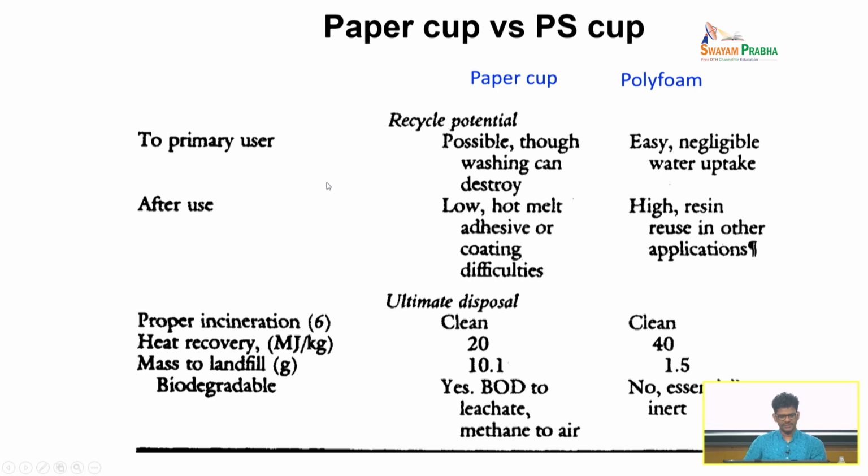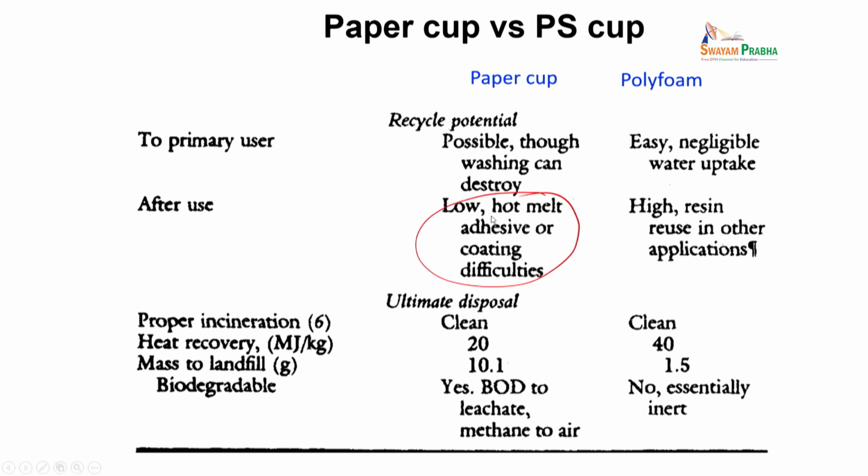Then they are also comparing the end of life options, what is possible. So after use, once the cup is used, if you have a paper cup, as I said before, the adhesives or wax present in the inner wall put a lot of constraint on the recyclability of paper cups. Okay. Whereas in the case of polyfoam, polystyrene foam, the recycling options are high, because like I said, you can extrude it back into some sort of resin, and that can be used for various applications like I mentioned, right? Insulation, packaging, flotation applications, furniture, etc.